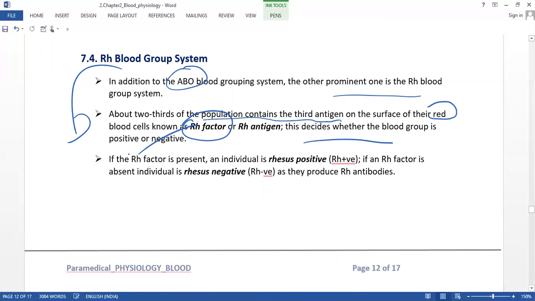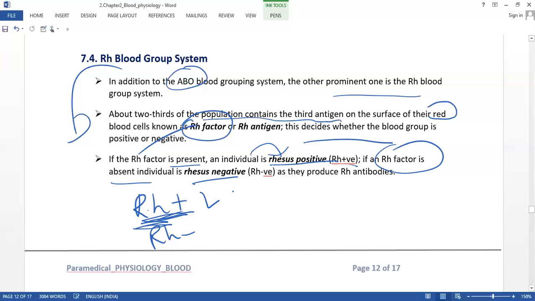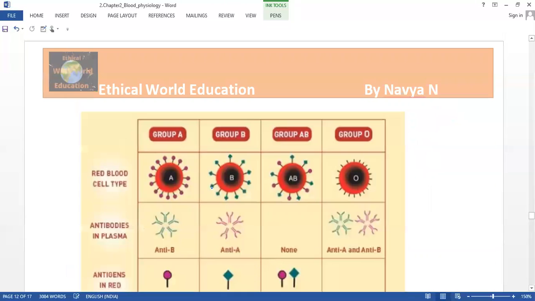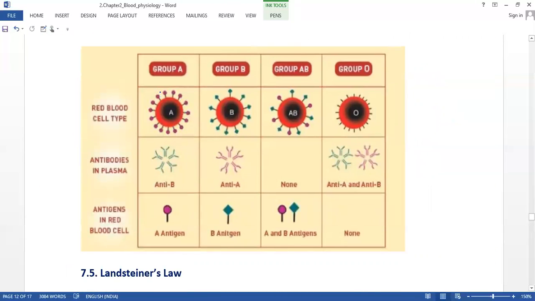If the Rh factor is present, then the individual is Rh positive. If the Rh factor is absent, then it is negative. We tell it as positive and negative: Rh positive, Rh negative. If the Rh factor is present, it is positive; if absent, it is negative. That is how. This is somewhat the classification of the groups A, B, AB, and O.